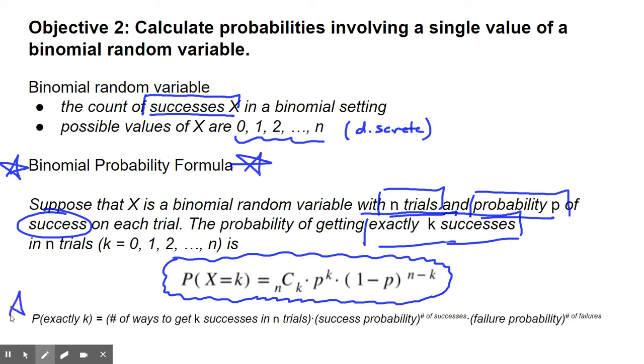Well, if you look down here, what I've tried to do is give you an idea of what that formula means. So the probability of getting exactly k successes is equal to, well, the n choose k is the number of ways to get k successes in n trials. Again, order doesn't matter. We just want this number of successes times, and now the p to the k is p, the probability of success, times k, the number of successes.